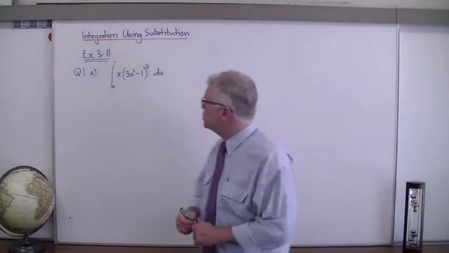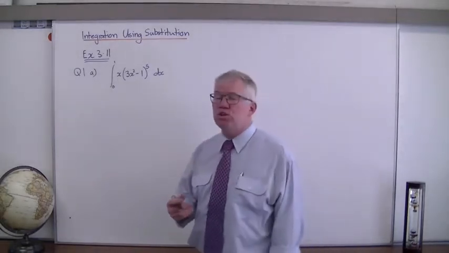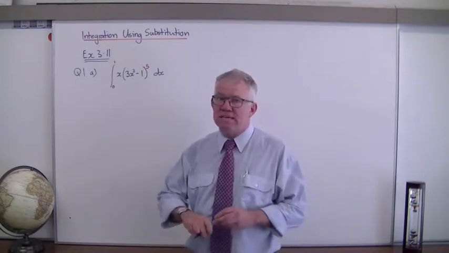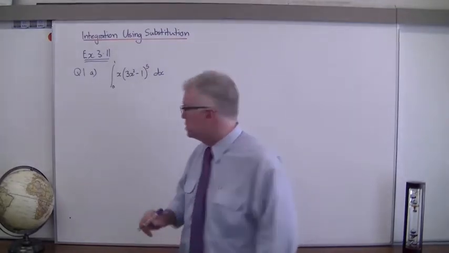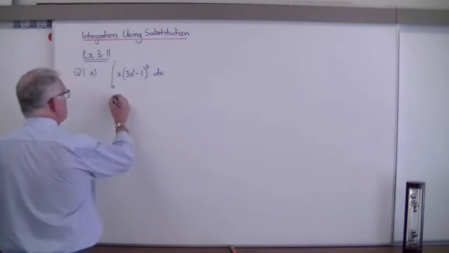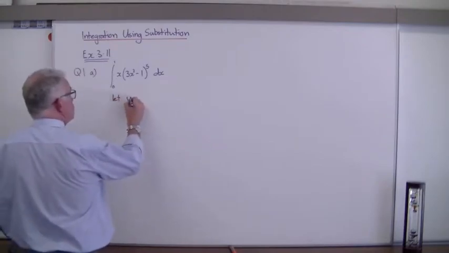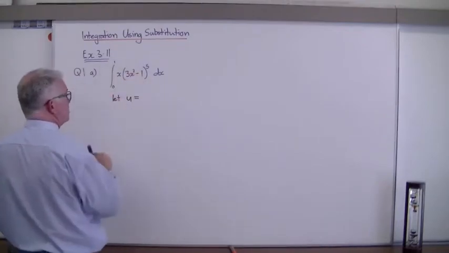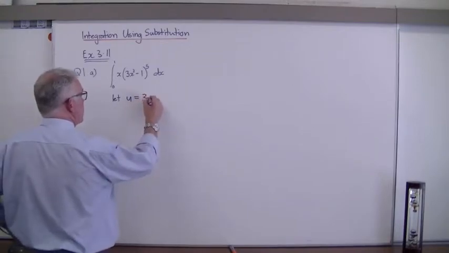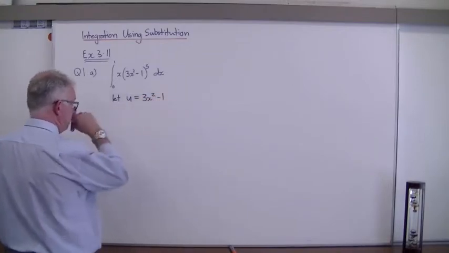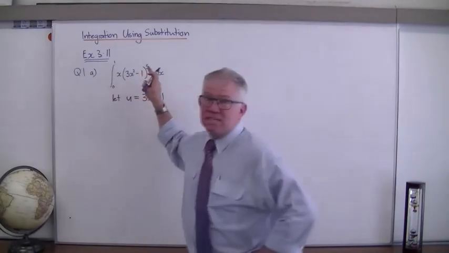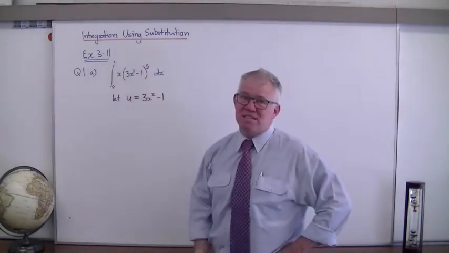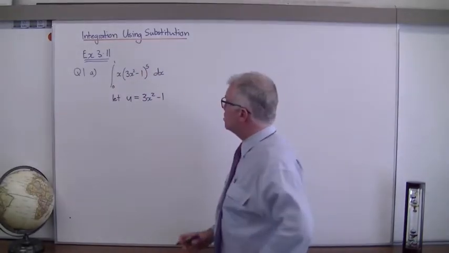So here's what we're going to do: we're going to use a substitution, a very common technique in all different areas of mathematics. The substitution will be, let u equal the thing that's inside the brackets here, 3x² − 1. That's really the thing that's presenting the problem for us. So let's see if we can deal with that and make life easier for us.